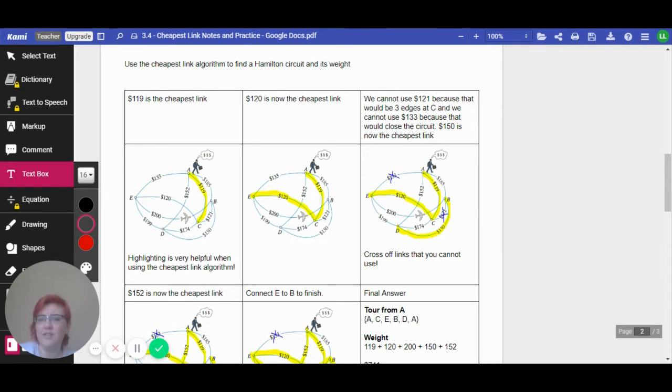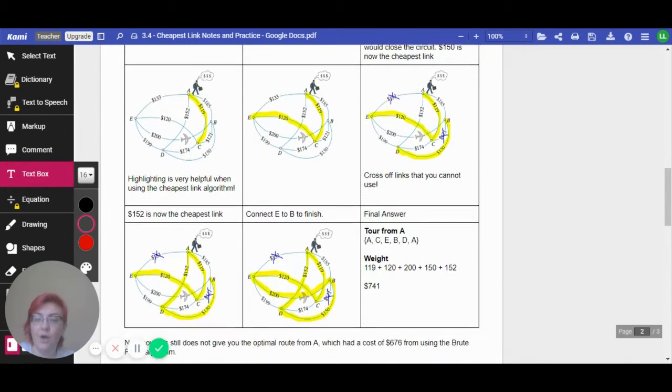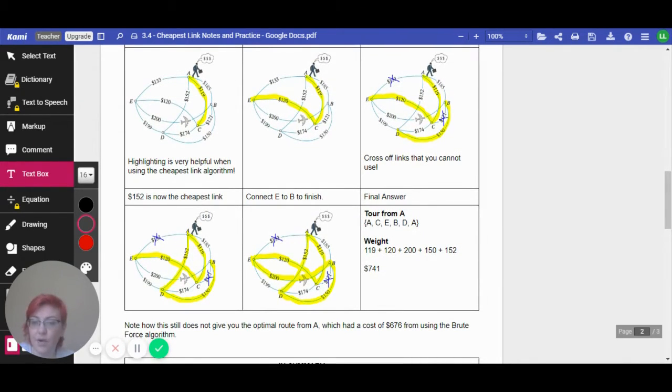Little tip, cross off the links that you can't use. It keeps you from getting confused later. All right, once we do 150, 152 is the cheapest link. And once we do that, we've got 174, but that would give both D and C degree 3 and would close a partial circuit, so no, not going to do it. We have 185 coming from A to B, but that would give A degree 3, so we can't use that. And so I'm going to go ahead and cross those off.